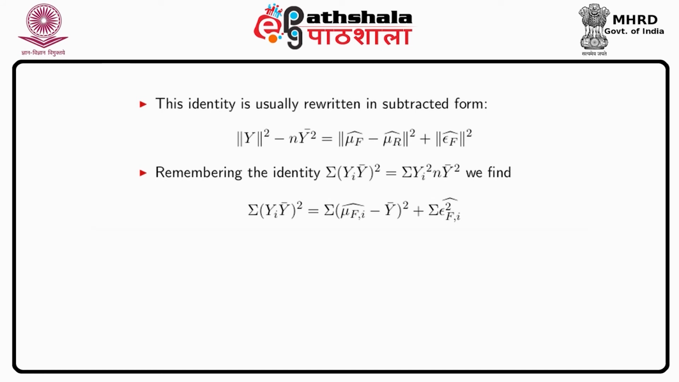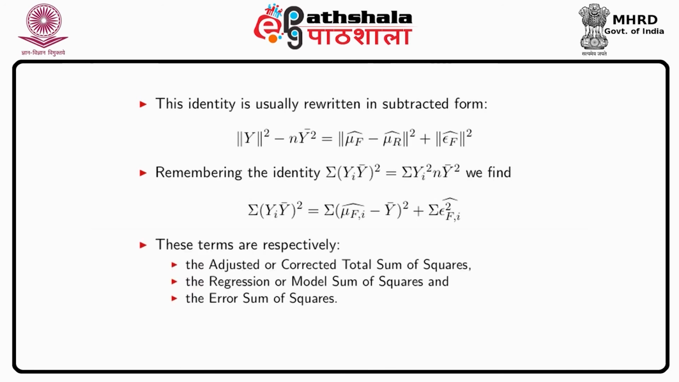So remembering the identity, we find that the summation of yi minus y bar squared equals the summation of mu fi hat minus y bar, whole squared, plus the summation of epsilon f hat squared. These terms are respectively called the adjusted or corrected total sum of squares in the ANOVA table, the regression or model sum of squares, and finally the error sum of squares.